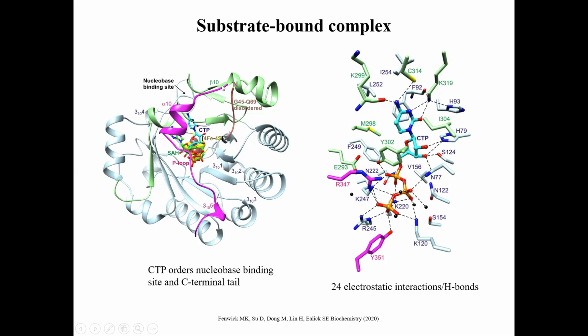So the C-terminal tail folds across the open side of the barrel and contains a P-loop containing an arginine and tyrosine that makes specific interactions with the gamma phosphate of CTP. So altogether, Viperin makes 16 salt bridges or hydrogen bonds with the triphosphate group of CTP, makes 4 potential hydrogen bonds with the ribose and 4 potential hydrogen bonds with the cytosine group.